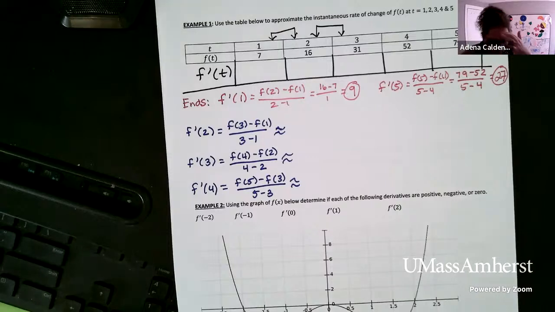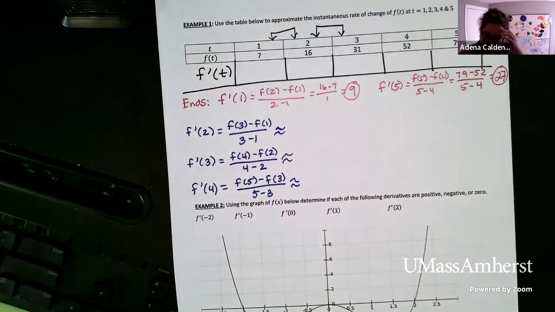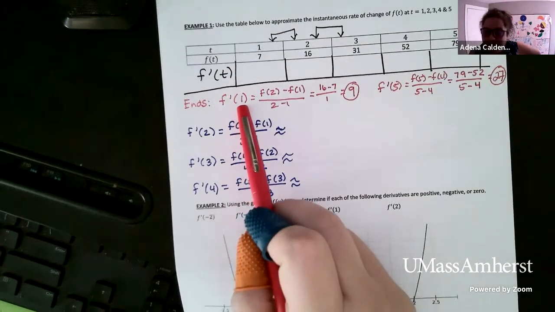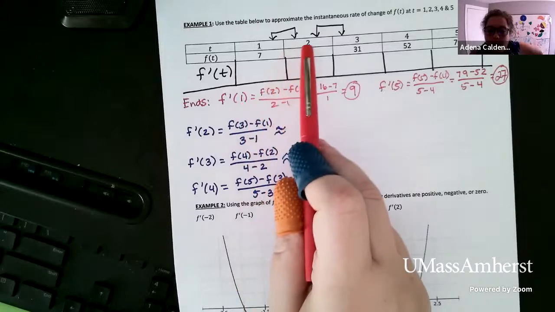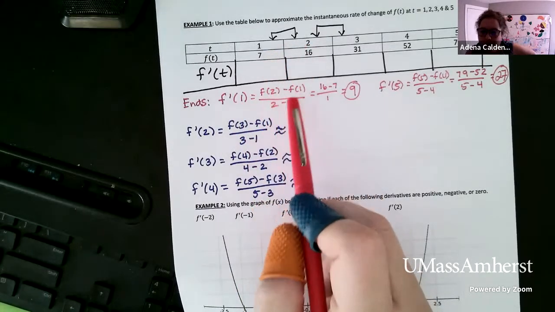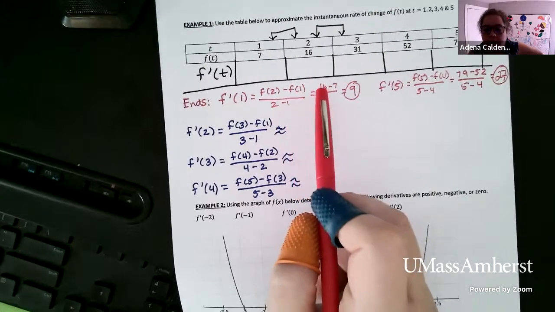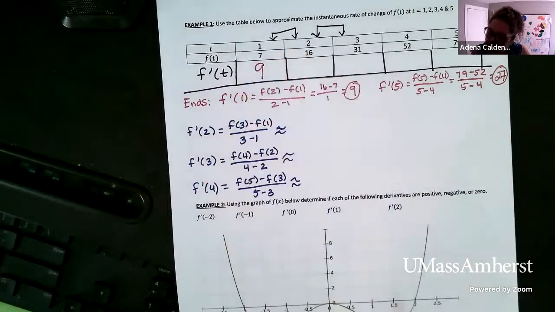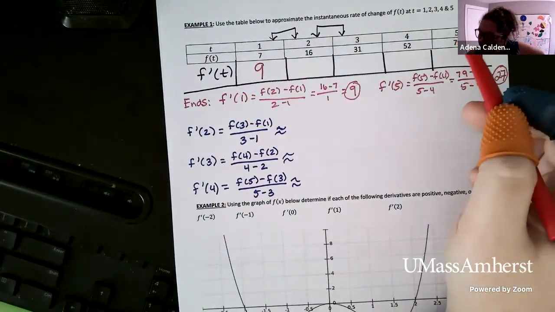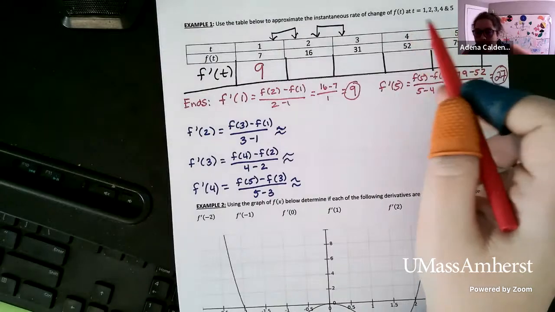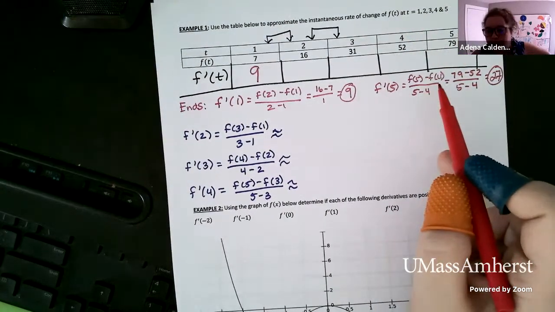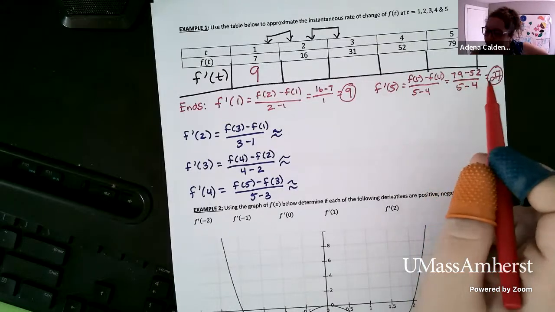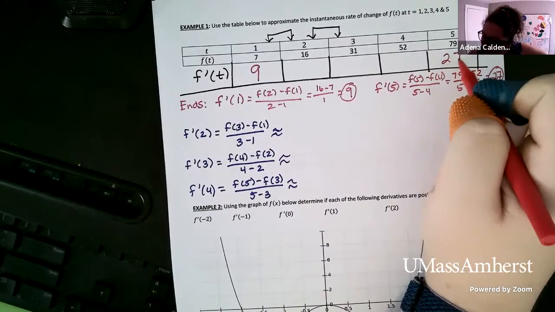Okay, so again, when we're on the endpoint, we have to use the point right next to it because we don't have any other data to work with. So when we're approximating what's happening at 1, we're going to use the point next to it, which is 2. So f of 2 minus f of 1 over 2 minus 1 is going to give us 16 minus 7 divided by 1, which is going to be 9. Similarly, down here at 5, we're going to use the points 5 and 4 because that's the only point next to it. So f of 5 minus f of 4 over 5 minus 4, 79 minus 52 divided by 1, that's going to give me 27.